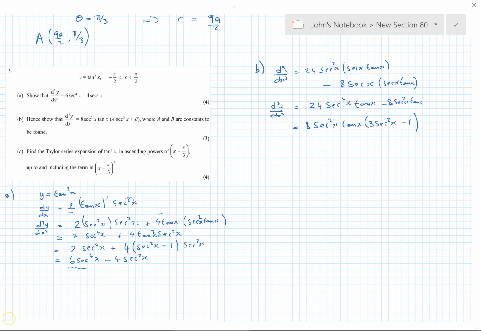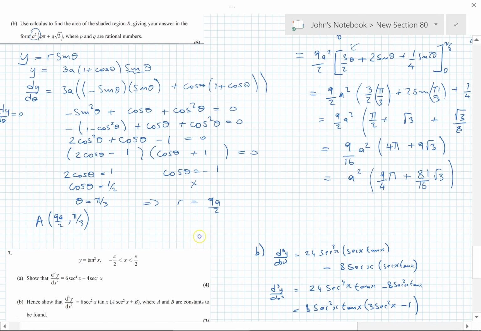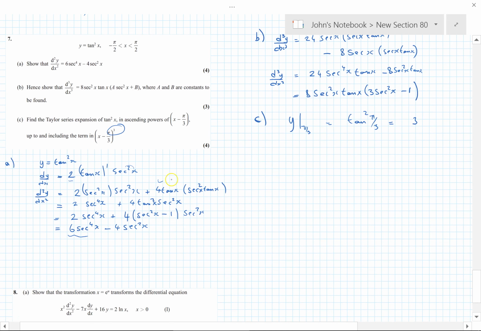Okay, so now on to the Taylor series aspect of this. Up until the term x cubed, we need to find out y when x is pi by 3. Well, that's just tan pi by 3 squared, which is equal to 3, because that's the square root of 3 squared, which is 3. And then dy by dx, we've got an expression for that somewhere up here. Where have we put it? Dy by dx comes from here.